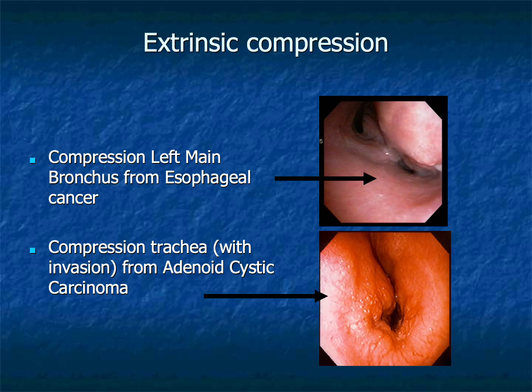Here we see classic compression of the left main bronchus from esophageal cancer and tracheal compression from invasive adenoid cystic carcinoma. Understanding the mechanism of obstruction is essential because treatment options differ considerably depending on the underlying anatomy.